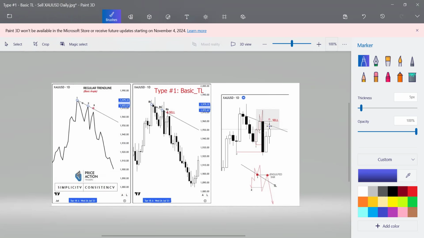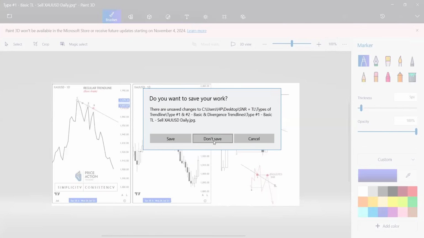It must close below the trend line at the third point for sell, and it must close above the trend line for buy. This is for selling. I'll show you the one for buy.